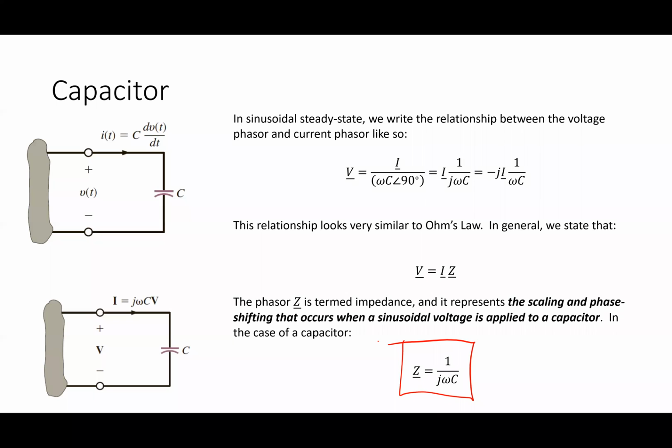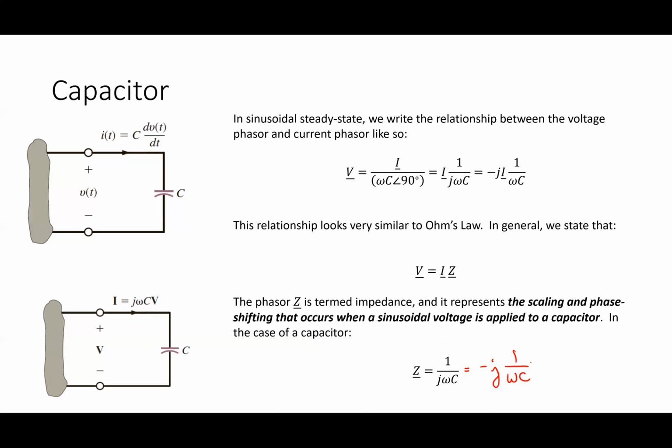It's also a phasor. What it tells me is that Z, which is what we call it, we don't use R, we call it Z. Z is equal to 1 over j omega C for a capacitor. And if I told you I had 1 over j omega C, that's also the same as negative j times 1 over omega C.